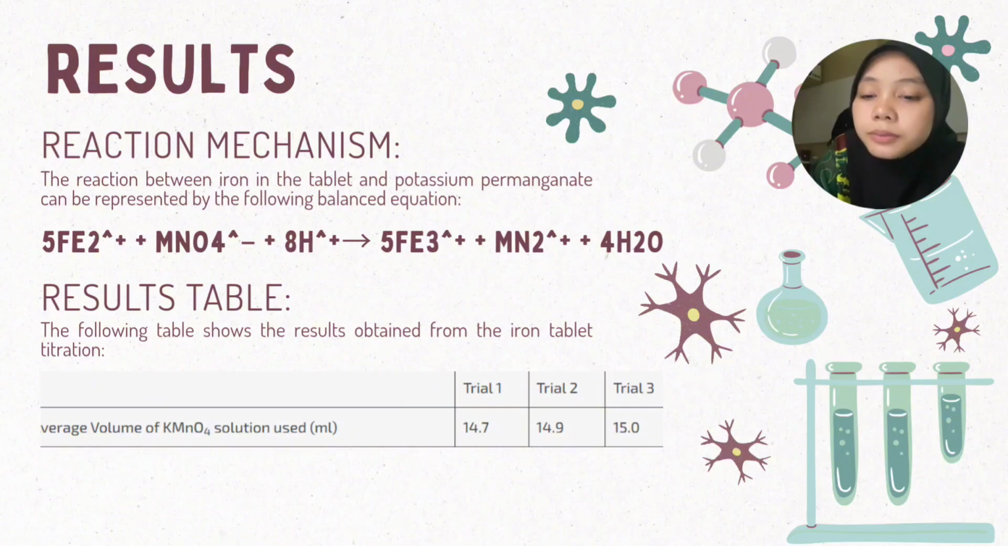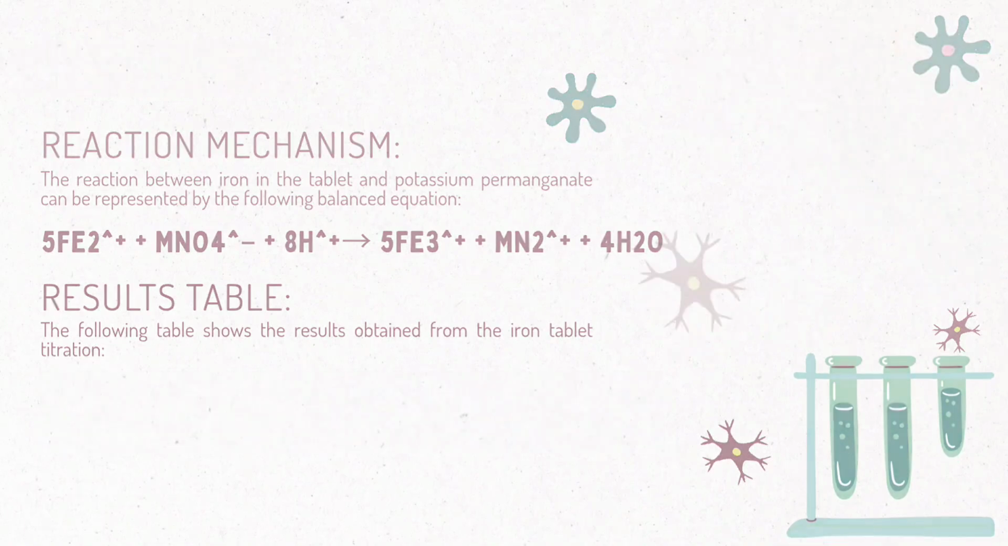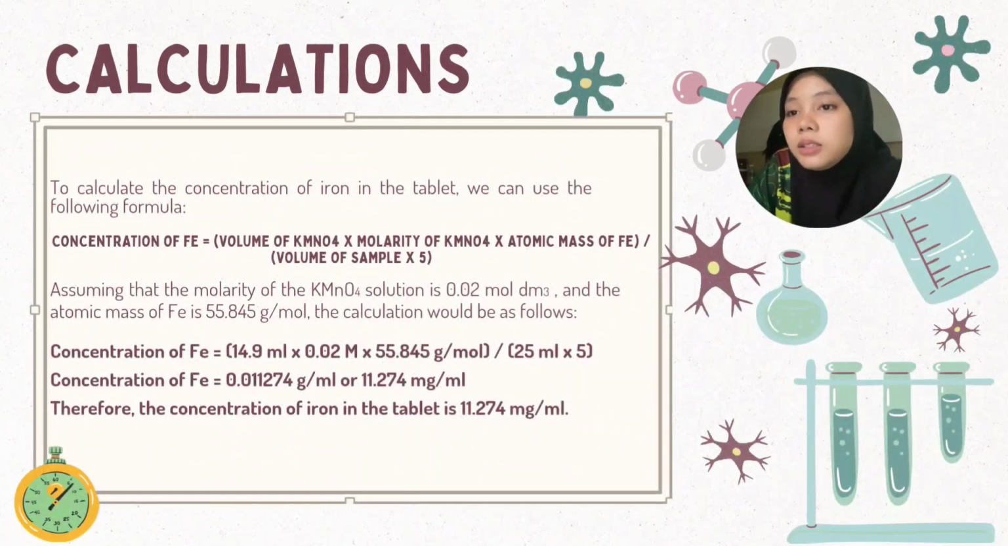Results table. In this experiment, the following table shows the results obtained from the iron tablet titration. Average volume of KMnO4 solution used in milliliter for trial 1, 14.7, for trial 2, 14.9 and for trial 3, 15. Next is the calculations.